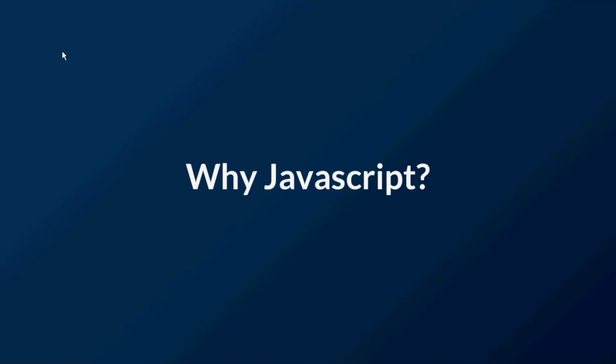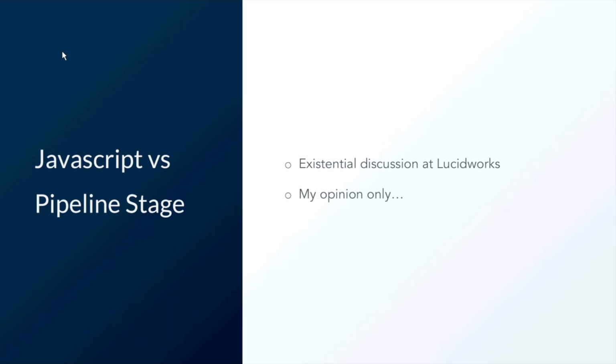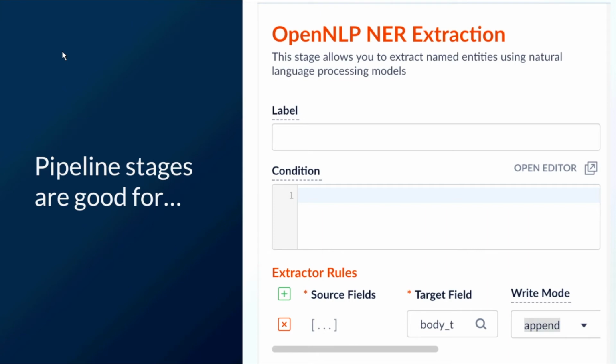So we mentioned that Fusion has a lot of pre-built pipeline stages that you can just configure and use to manipulate data. Why would you want to use the JavaScript stage as opposed to just building a pipeline of pipeline stages? This is actually a debate that we have internally at Lucidworks too. And here's basically where I stand on this. Pre-built pipeline stages are great for complex functionality like natural language processing entity extraction, or machine learning classification, or anything where the configuration just makes a whole lot more sense than the code.